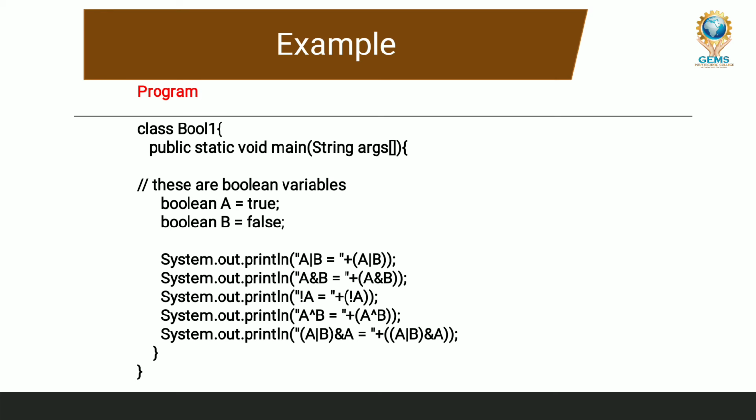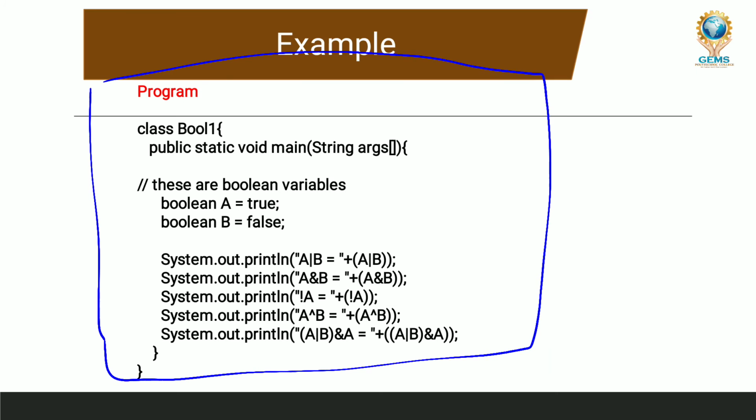Now we'll see the same concept. Sir, you are explaining everything in a conceptual way, so how can we write the concept as a program? So this is the sample program showing how logical operators perform the operations in a programming way. So these are the questions. First, A is true and B is false. These are the two inputs. So System.out.println(A | B). This is the OR operator.